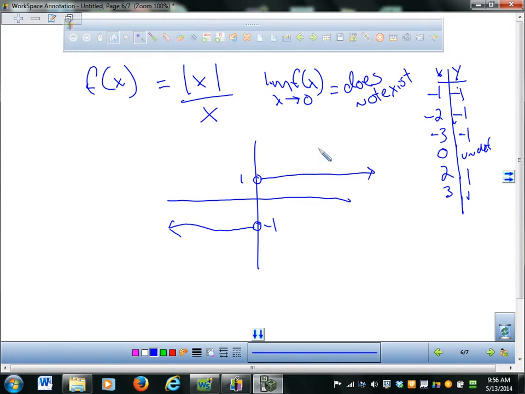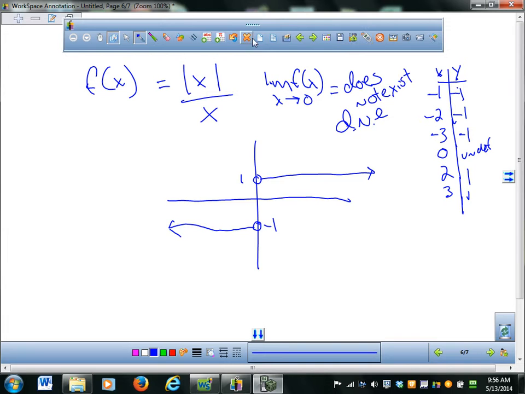Could you say 0 since it's in between? No, you can't say 0 because it's not approaching 0. 0 is over here. Because remember you're looking for what y value it's approaching? Okay? So it's approaching 1 on this side and -1 on this side, so it's not approaching anything. So it does not exist. Sometimes you write that as DNE. Okay? DNE.